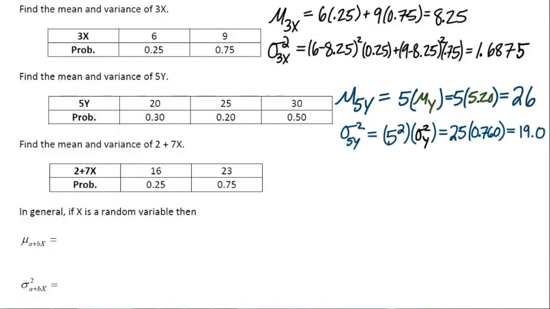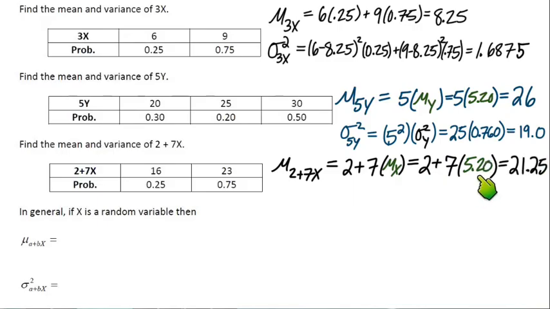Okay, so hopefully you're starting to get a little bit more comfortable with these rules. How about the mean and variance for 2 plus 7x? So multiply all the x values by 7, and then add 2. So the new mean, I mean, we could calculate this by hand, but now that we're starting to catch on to the pattern, the new mean would just take the old mean, multiply it by 7, and then add 2 to that answer. So if our old mean was 5.2, multiply by 7, add 2, we're at 21.25 for the mean of this distribution.